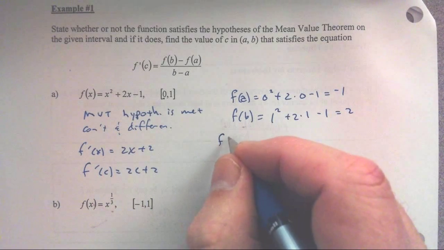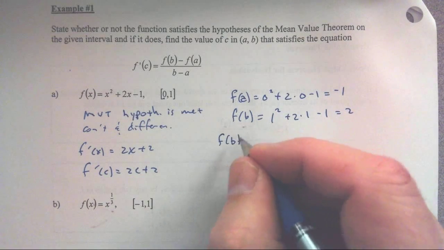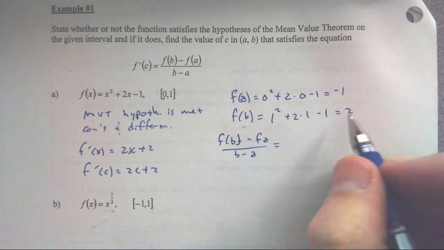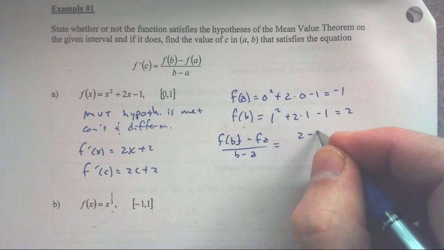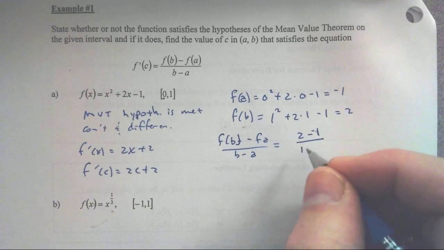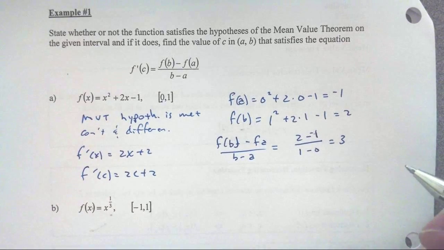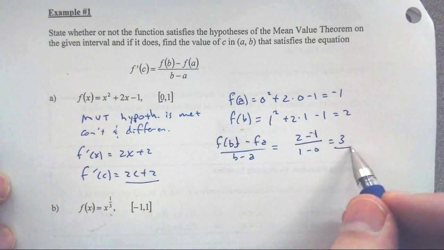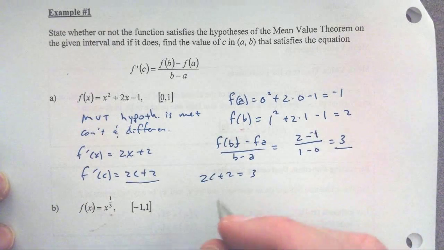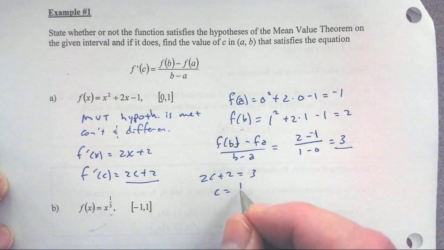So (f(b) - f(a))/(b - a) is (2 - (-1))/(1 - 0), or we get 3. And the formula says that this should equal this. So 2c + 2 = 3 when c equals, subtract 2, 1, divide by 2, 1/2.